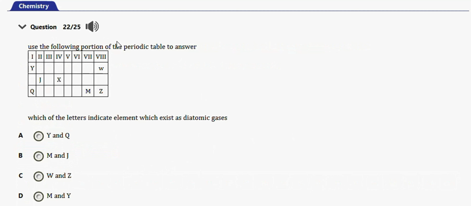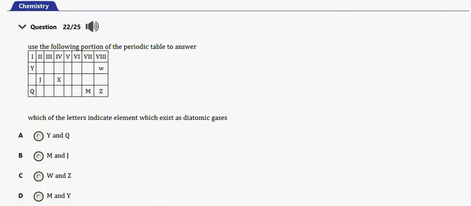It says use the following portion of the periodic table to answer this question. Which of the letters indicate elements which exist as diatomic gases? So it will be the one under group 7 and group 1, hydrogen gas, and this could be iodine gas. So the right option is the one that has Y and M. So option D is the right answer for this question. So that's it for this question.